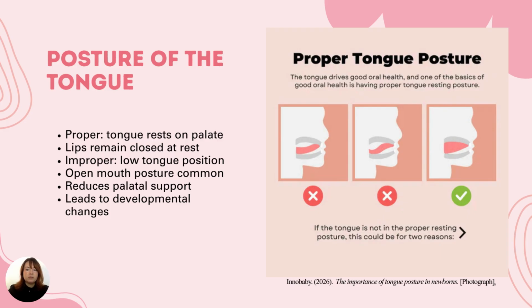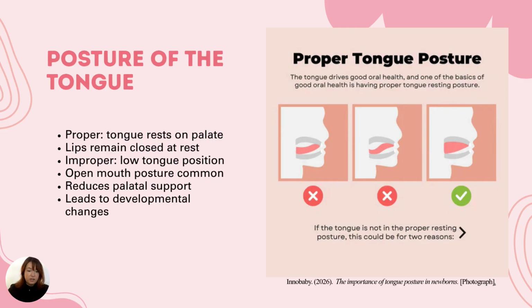So here we go. Here's some postures of the tongue. The proper posture, you can see all the way on the right, is the tongue rests on the palate. So it reaches the roof of our mouth, like that. Lips remain closed at rest, so no mouth breathing. And then we also have 2 more improper positions of the tongue. One of those would be the low tongue position. We can see that more clearly with the picture on the left.